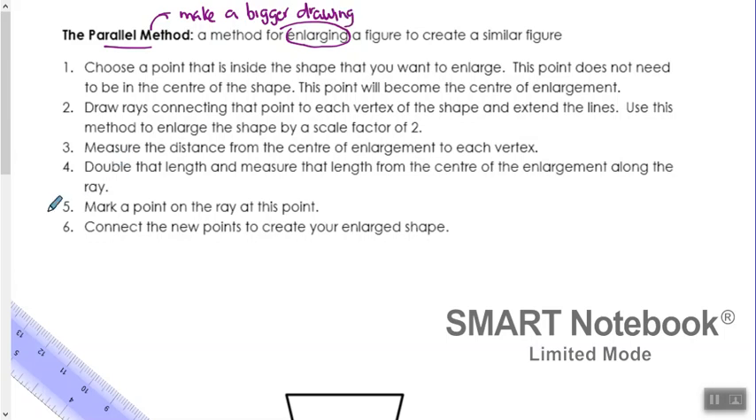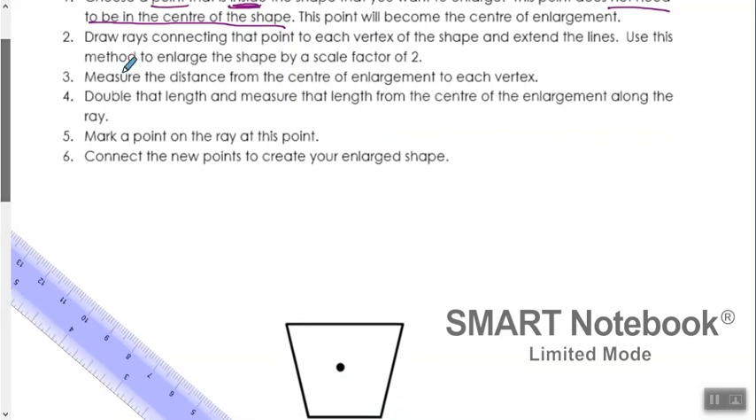So when we want to make a bigger drawing, but still have it similar without using a protractor again, the only thing you need is a ruler. Choose a point that's inside of the shape you want to enlarge. In the ratio method, you chose a point that was outside. Here, you're choosing a point inside the shape, and it does not need to be in the center at all. That point will be the center of enlargement.